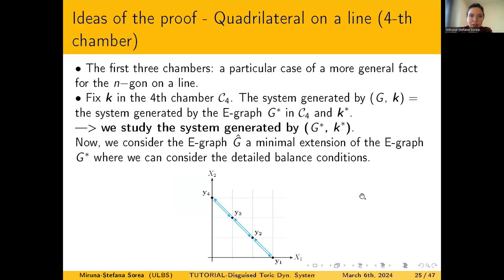Let's see some ideas of the proof. Time flies. Okay. So some ideas of the proof, not the whole proof. There are several steps. Again, for the first three chambers, we don't talk about them because we will get there when we talk about the n-gon on a line, the generalized case. But if you fix your rate constant vector in the fourth chamber, let's see what happens and how to prove the condition.